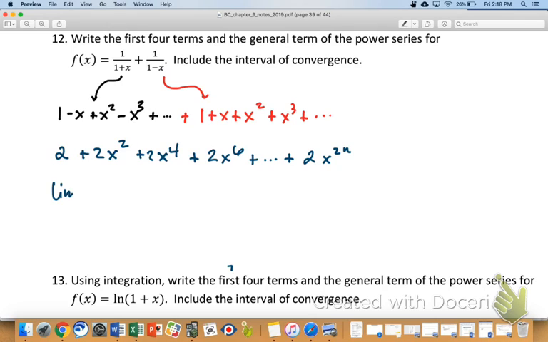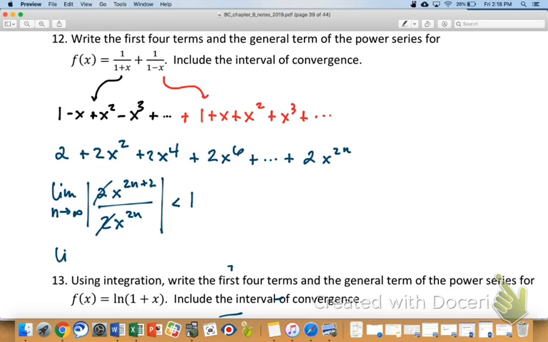So I'd go limit as n heads towards infinity, and then we'd go the n plus 1th term. So that would be 2x to the 2 parentheses n plus 1, so it'd be 2n plus 2, over 2 times x to the 2n, is hopefully less than 1. You see right away the 2's cancel out. We end up with x squared. So limit as n heads towards infinity of x squared, which is less than 1.